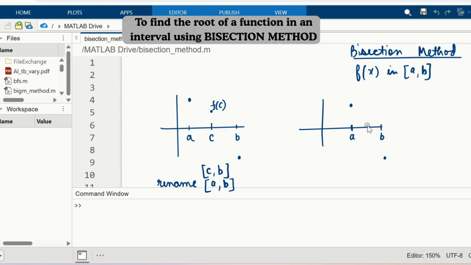Then again from a and b we'll calculate c, which is the midpoint, and suppose this time we put the c point in the function and we get a negative answer. So now our interval becomes a and c, because between a and c we have one positive and one negative. Then again we will rename it as our previous one, like a and b. And this step will repeat again and again, and at the end we'll get a shorter interval and we can easily find the root of the function. So this is the whole procedure for the bisection method, and we will be using it to write the code.